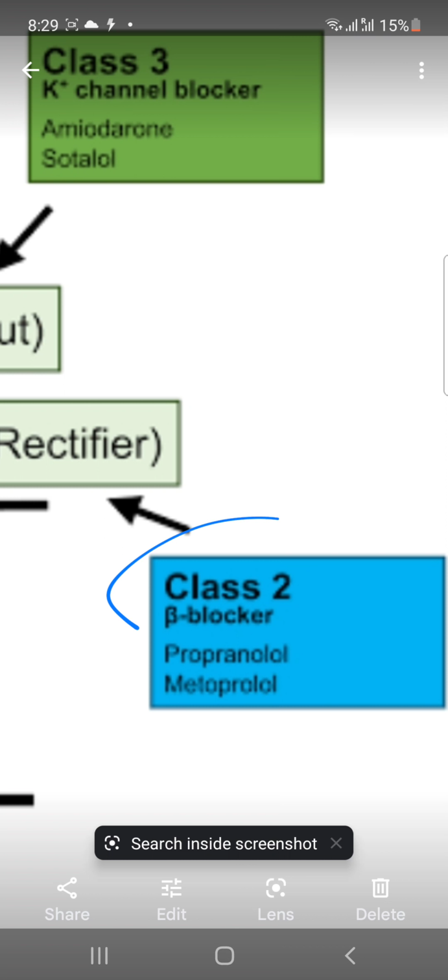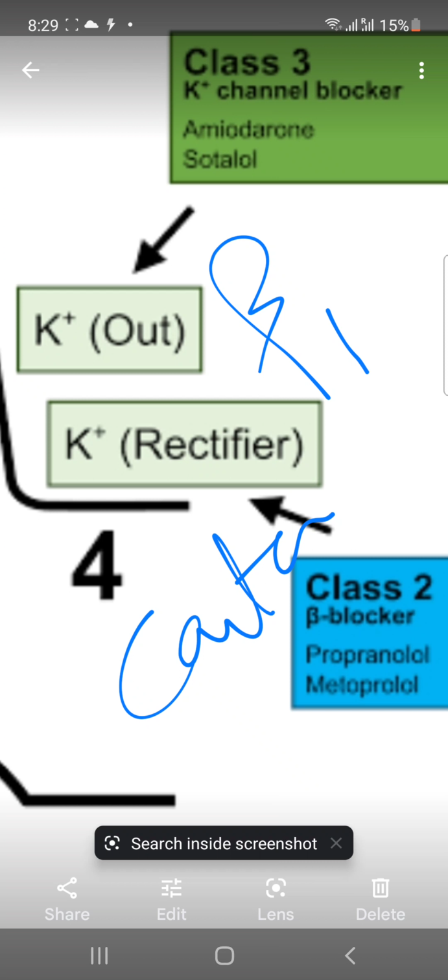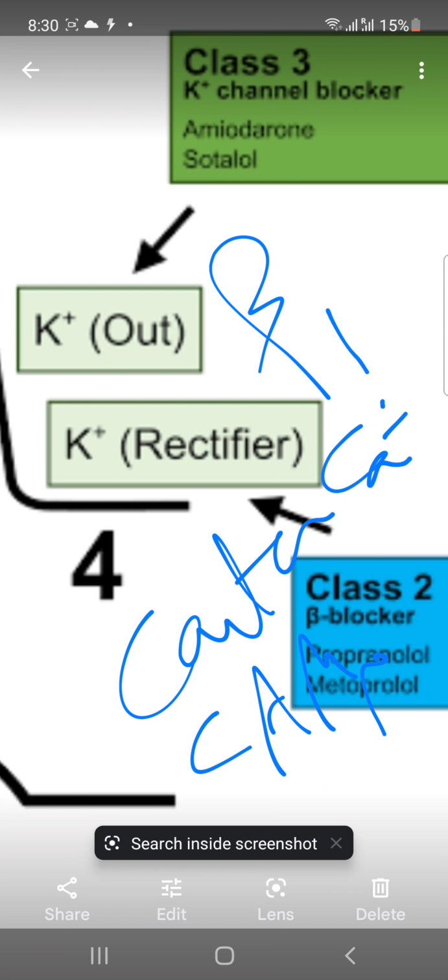Then, class 2, beta blockers, propranolol and metoprolol, which act by blocking the effect of catecholamines at the beta-1 adrenergic receptors, thereby decreasing sympathetic activity of the heart, which reduces intracellular cAMP and hence reduces calcium influx. These agents are particularly useful in the treatment of supraventricular tachycardias.